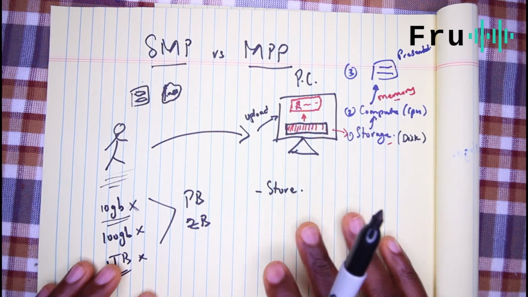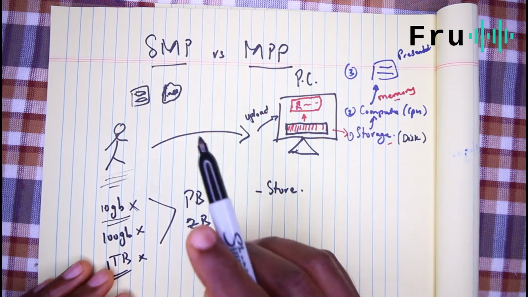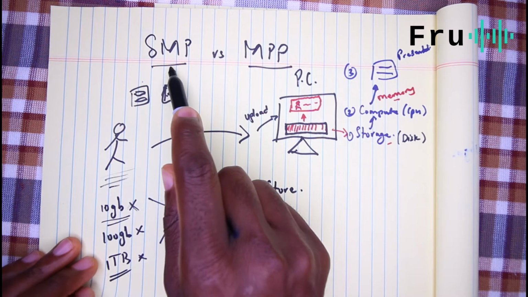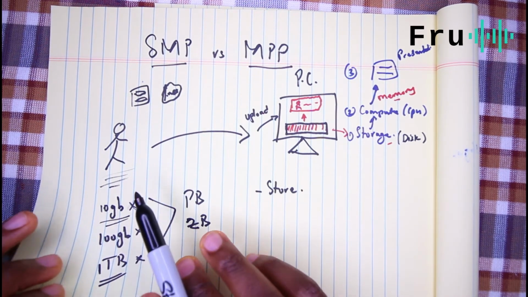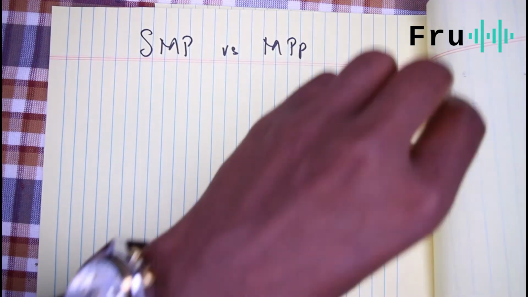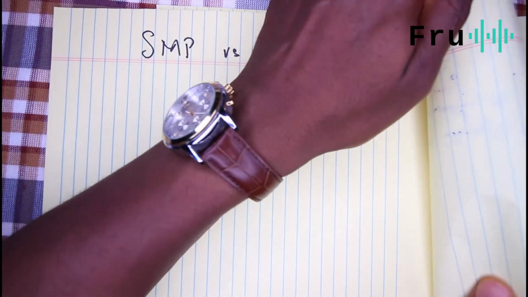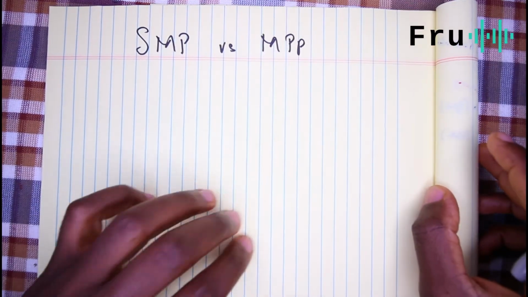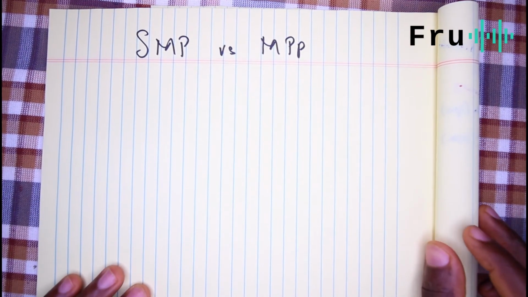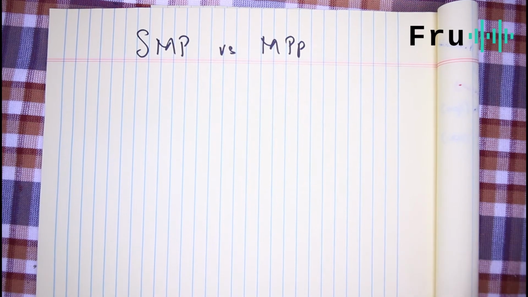So this brings us to what the SMP architecture is and what the MPP architecture is. I hope this shows us the problem. Now, let's switch gears for a second and take a closer look at the SMP versus the MPP, and the way it actually works within organizations.